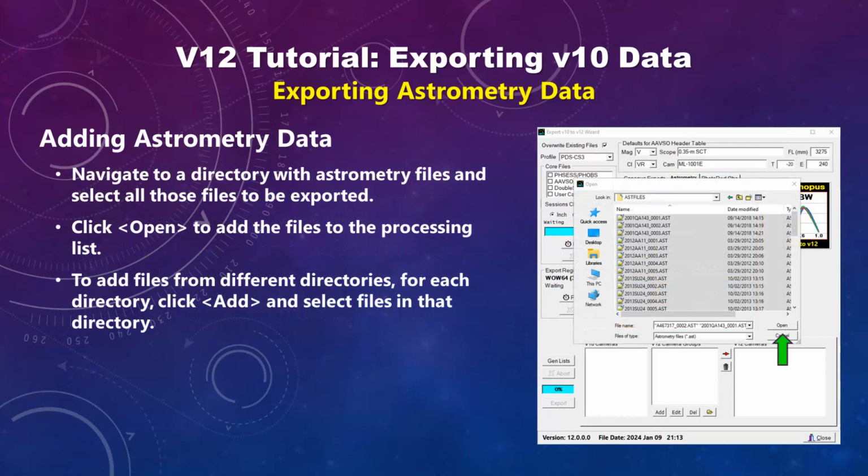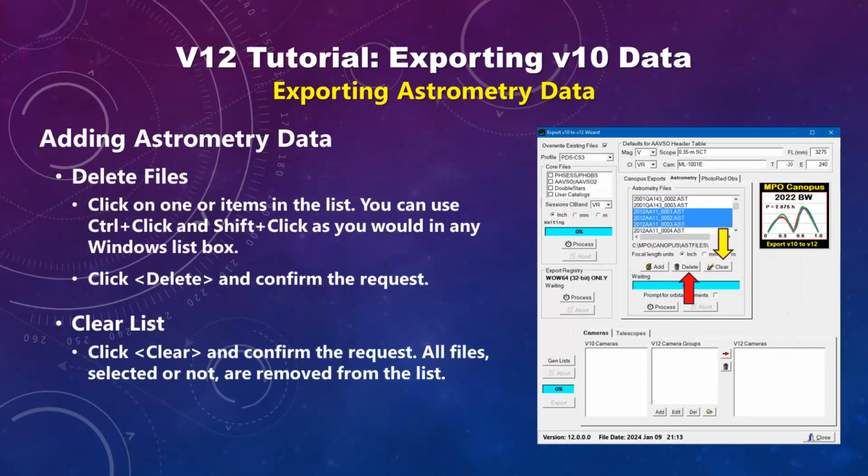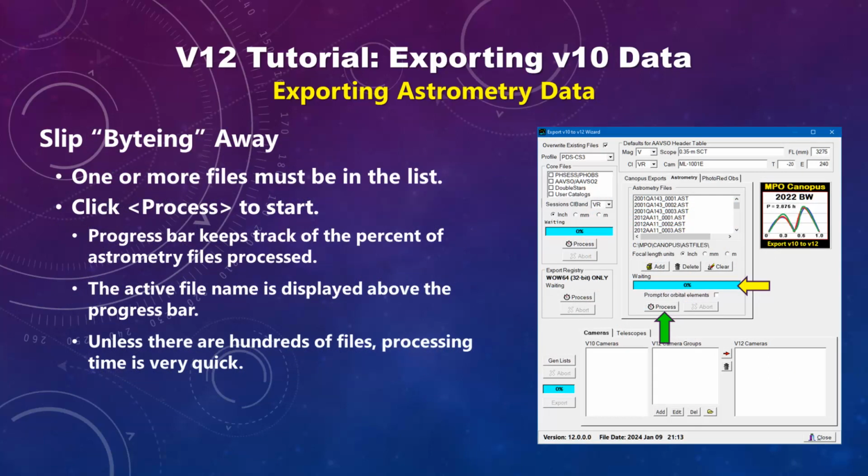If there are more files to be processed, but in different directories, repeat the steps of adding files until the processing list has all the sessions to be exported. To delete one or more files, select them in the processing list. You can use Ctrl+Click and Shift+Click as you do in any Windows list box. Click the Delete button and accept the confirmation message. To clear all items from the list, click the Clear button and accept the confirmation message. You must have at least one astrometry file in the processing list to continue.